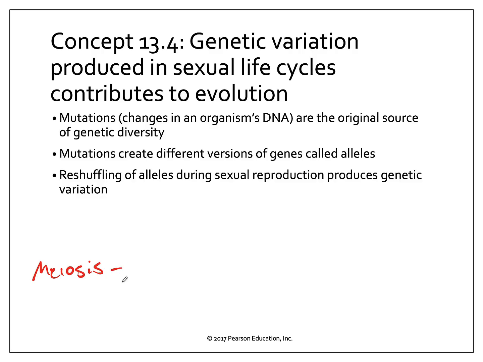Meiosis really has 2 goals. The first goal is to cut the number of chromosomes in half so that each generation has the correct number of chromosomes. The second goal is to create diversity. So genetic diversity is really, really important in populations.